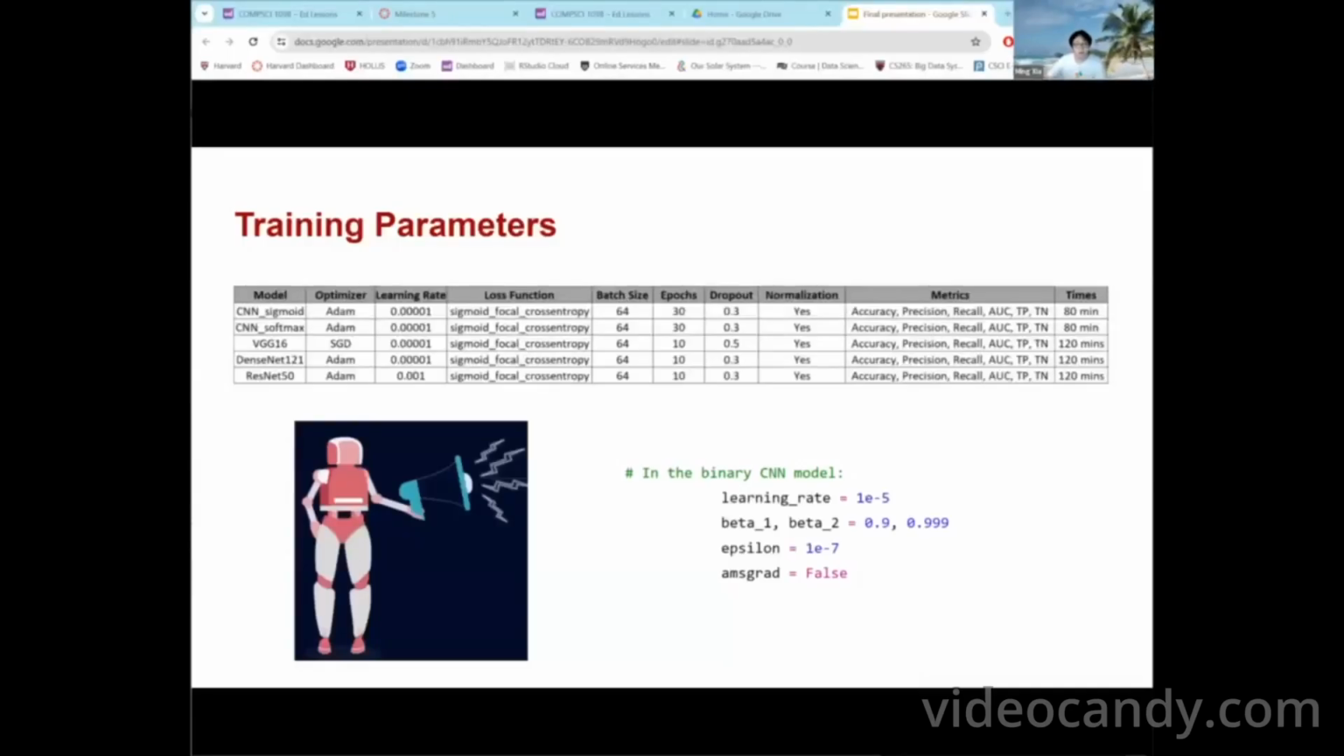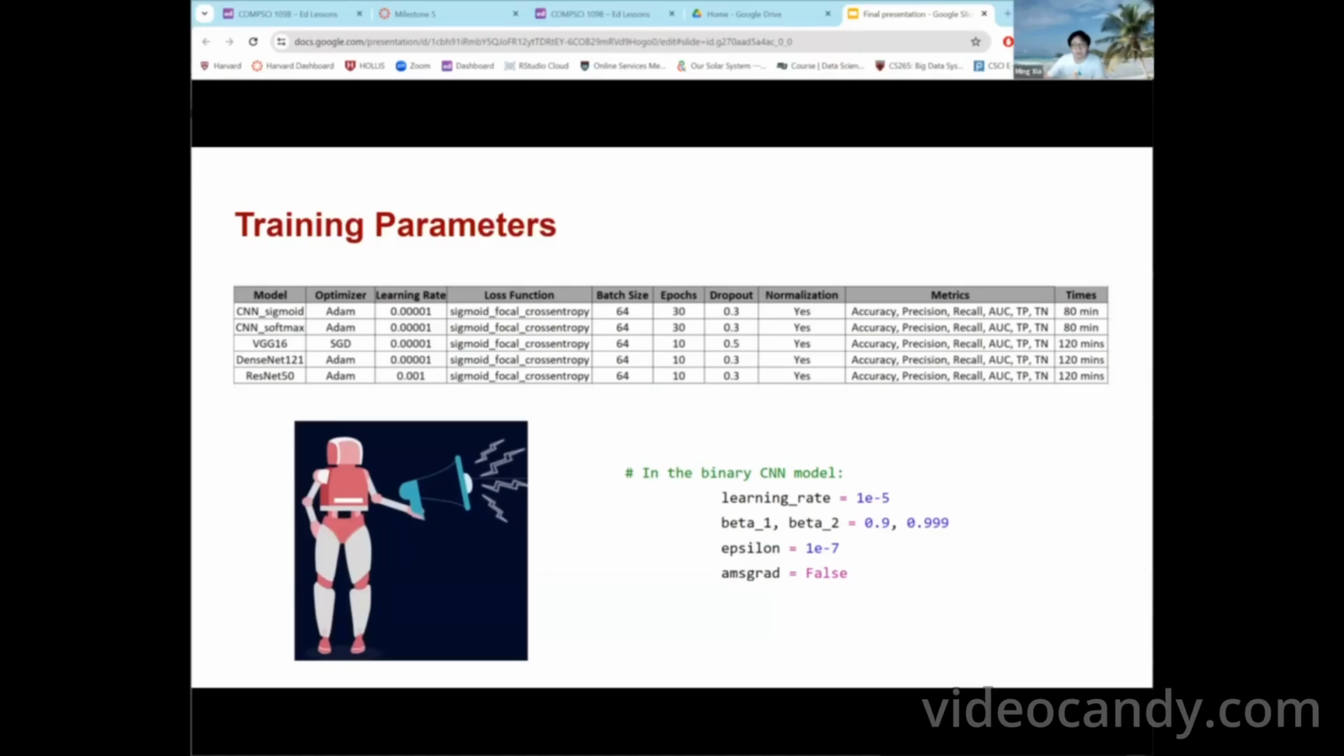In this project, we use a binary CNN, a category CNN, VGG16, DenseNet121, and ResNet50. The parameters of the models are very similar. We use Adam as the optimizer for most models, except with VGG16, we use SGD. The learning rate was set to 1e-5 for most models, except ResNet50, which was set to 1e-3 due to the slow processing speed of our device, which significantly extended the running time.